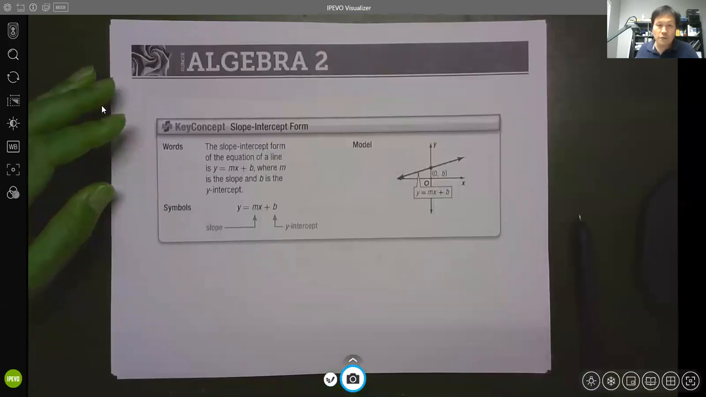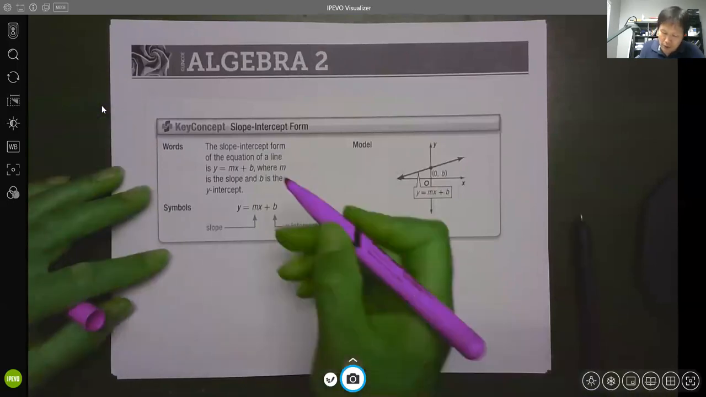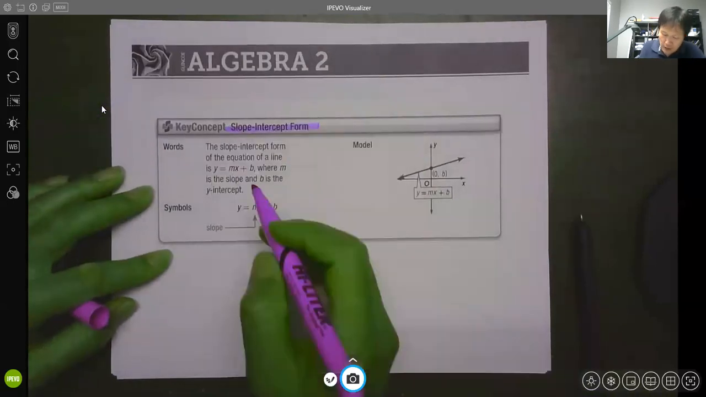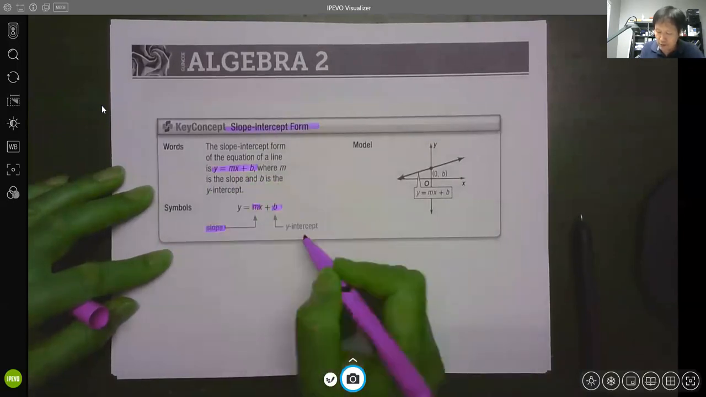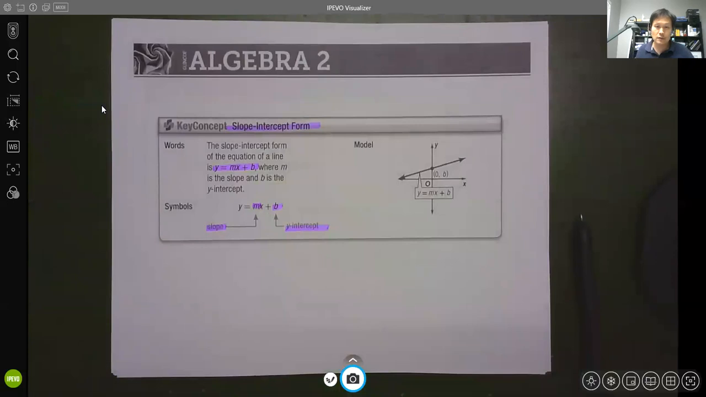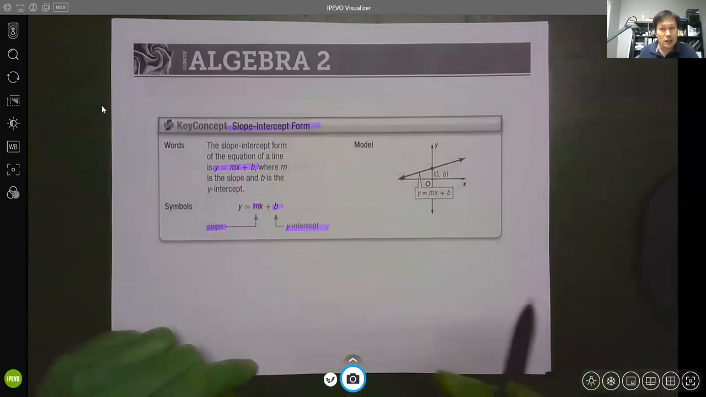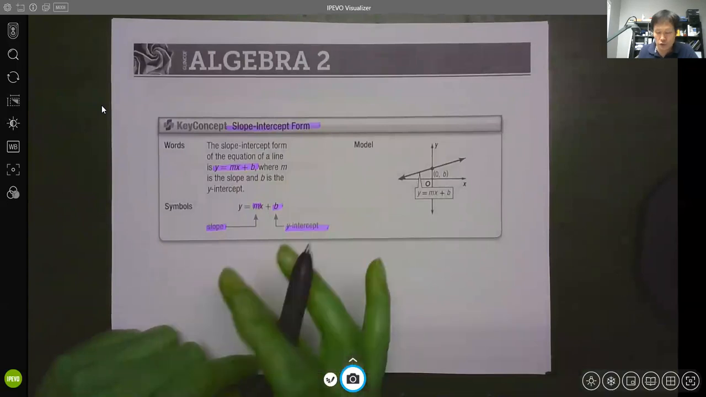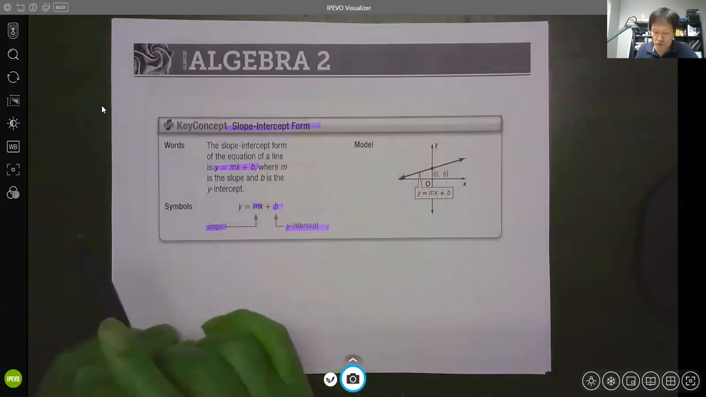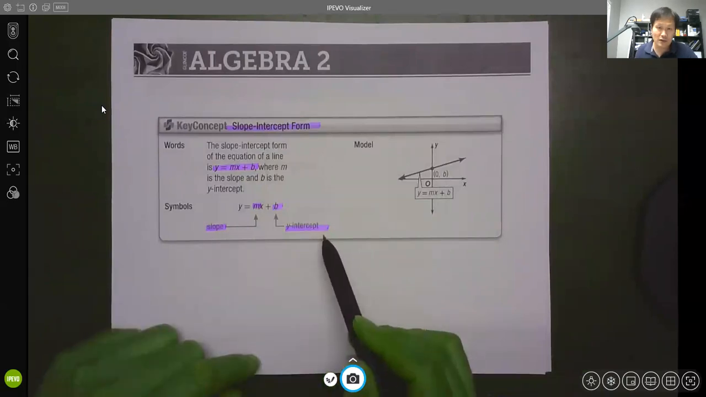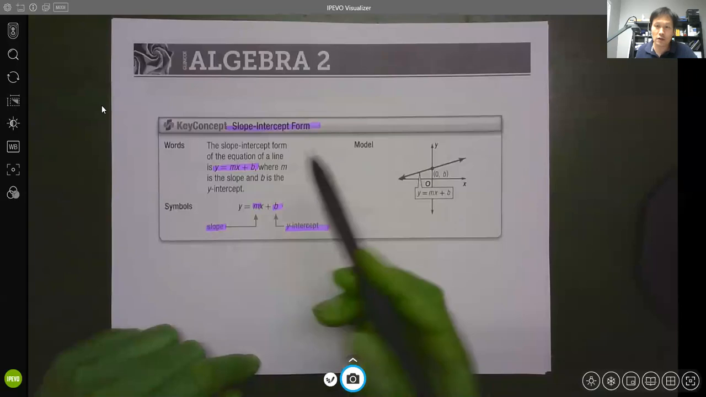So slope-intercept form, you do need to memorize the form and this formula. What does m mean? Slope. What does b mean? Y-intercept. So as the label says, it's pretty handy to use slope-intercept form when you know slope and the y-intercept. Just plug it in and you're done.